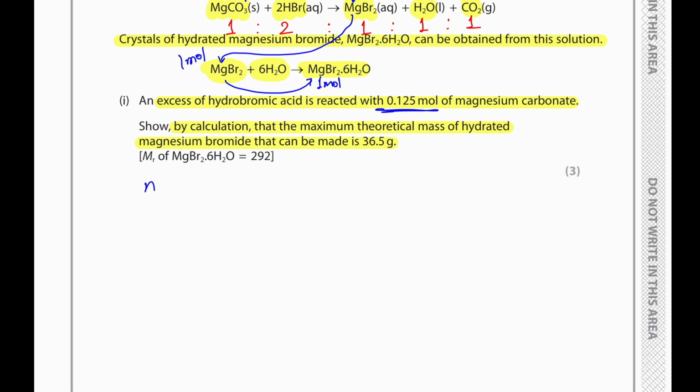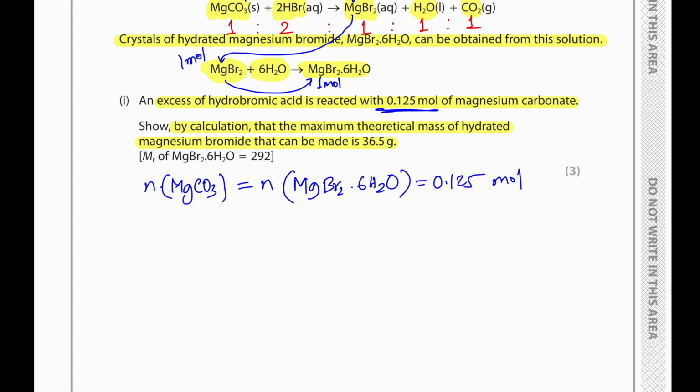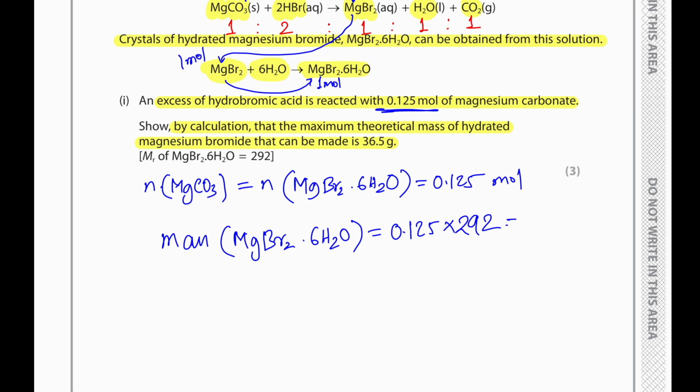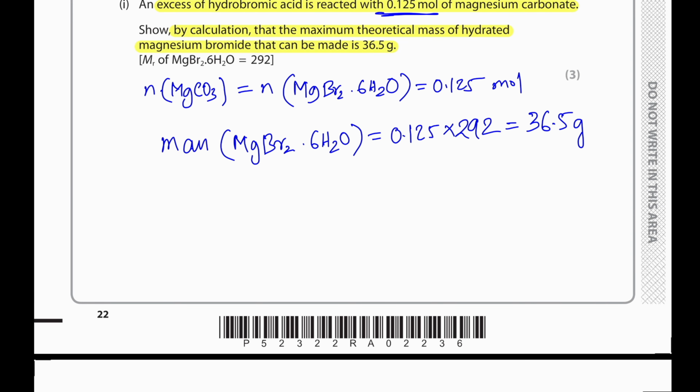So we're going to write down like this: number of moles of MgCO3 equals number of moles of MgBr2.6H2O, which equals 0.125 moles. Then the next thing we are going to do is find the mass of MgBr2.6H2O. It will be 0.125 multiplied by the Mr of MgBr2.6H2O, which is 292, which equals 36.5 grams. Now that is our final answer. So we have already shown 36.5 grams.